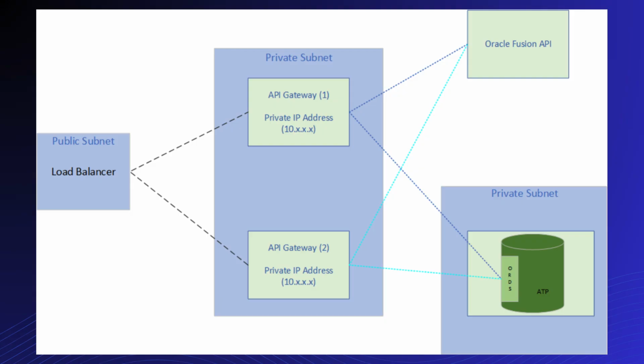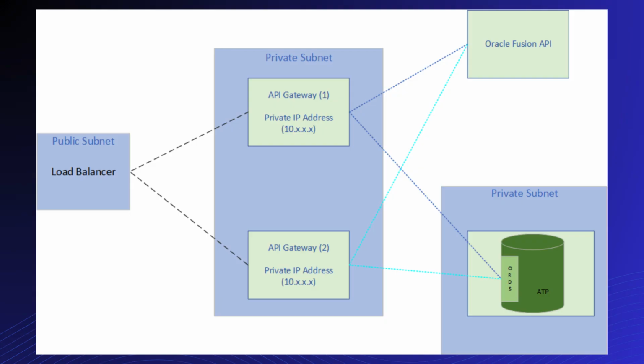Let's take a look at this diagram. Here I'm showing two API gateways. Either gateway can connect to an Autonomous Transaction Processing database through ORDS APIs or to Oracle Fusion. The idea behind it is that you don't want to expose Fusion APIs to the outside world. For that matter, you are going to be using the API gateway in between. So the API gateway is going to be accessing Fusion APIs.